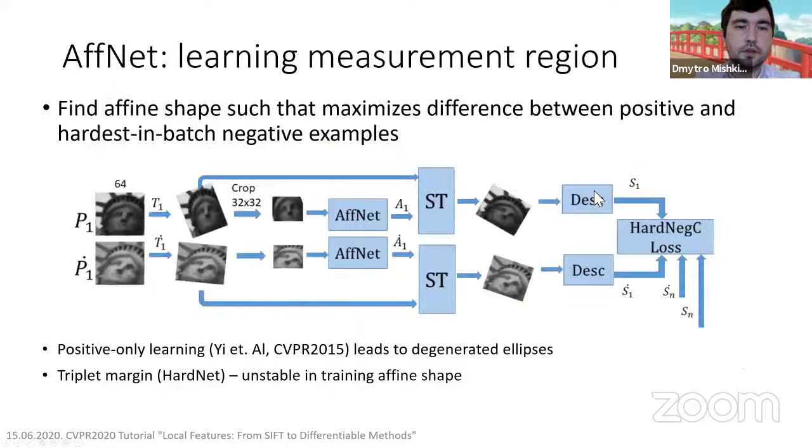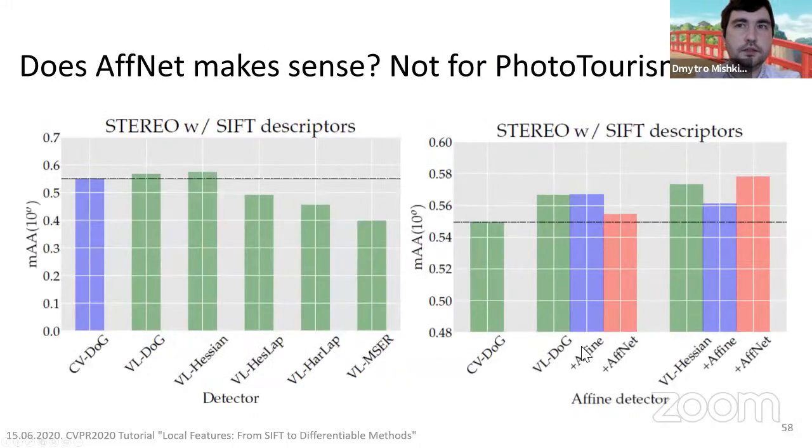VLFeat features like DoG. This is like SIFT, and this is the OpenCV and this is the VLFeat implementation. And if you add the affine estimation from Hessian affine, you can improve or be worse. Or if you add some learned estimation, again, you can be worse or you can be a bit better, but this is quite negligible difference.